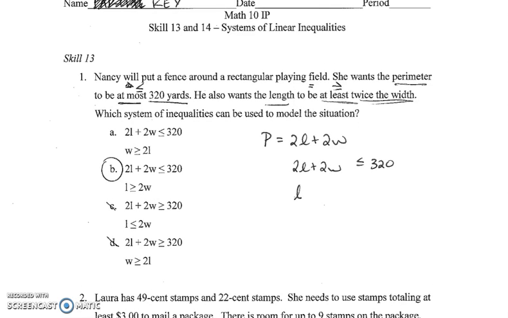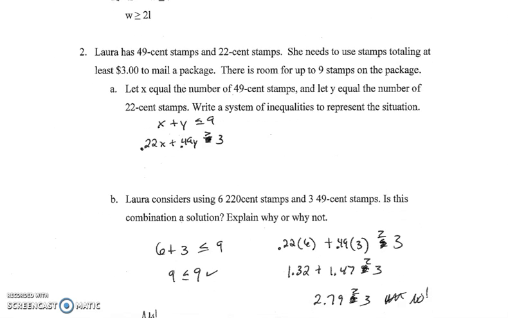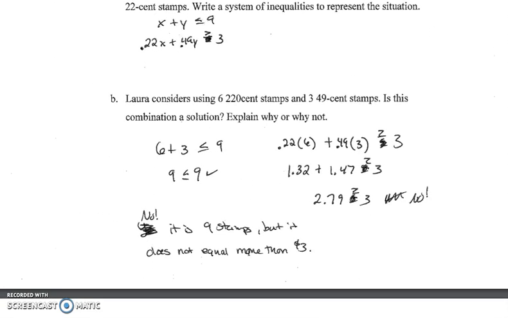Some people were confused by that. It's a 2L, not a 21, and so that's why that is set up the way that it is. Number 2, your inequalities: x plus y is less than or equal to 9, and 0.22x plus 0.49y greater than or equal to 3, because you're talking about cents.